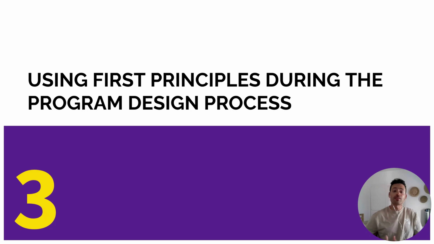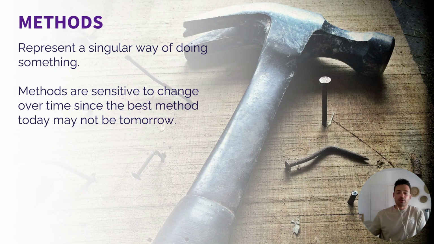So now let's take all this nice, neat theory and actually apply it to designing a full program. So at Exos, we love to start our education with coaches talking about systems versus methods, right? And a method represents a singular way of doing something. And methods are sensitive to change over time, and the best method today might not be the best method tomorrow, right? And some examples of methods in strength training might be 5-3-1 or conjugate or cube method for some of my strength training OGs out there.